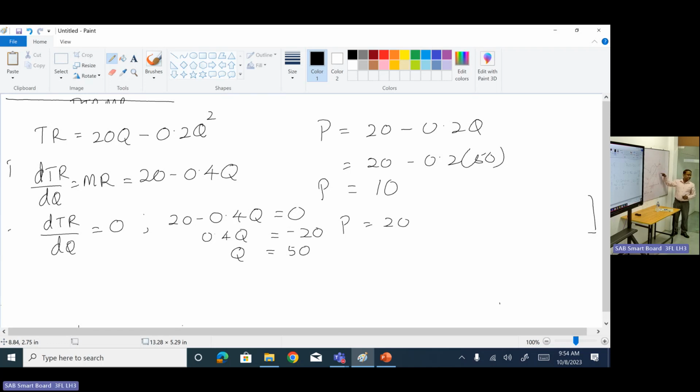Any price you can decide. Total revenue is maximized in this price range. This is the total revenue maximum price range. There is the profit maximization later on. Okay, I think it's clear.